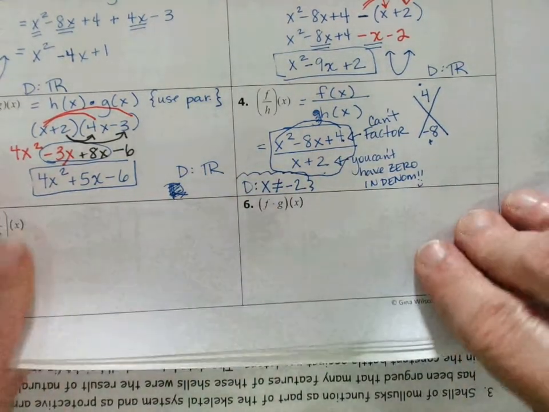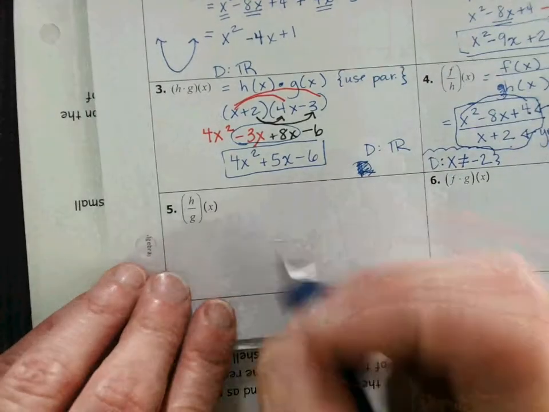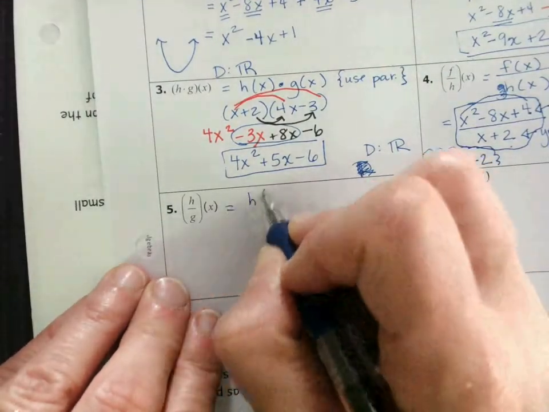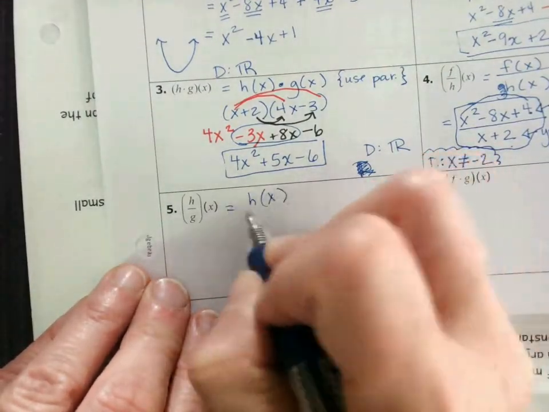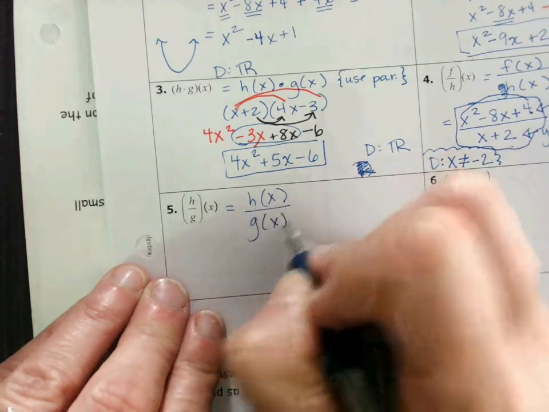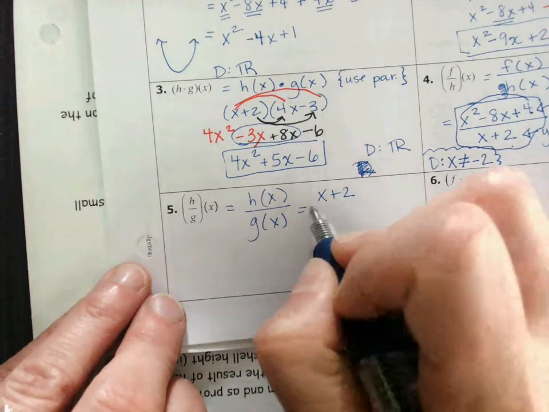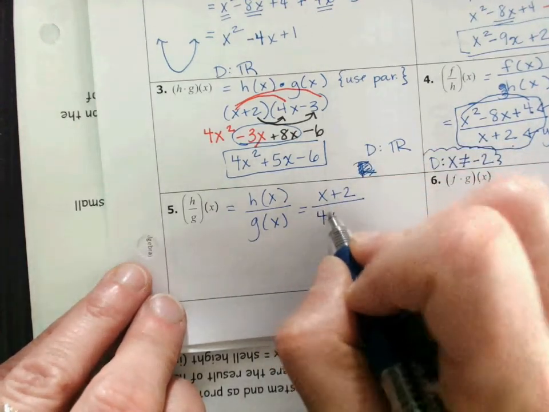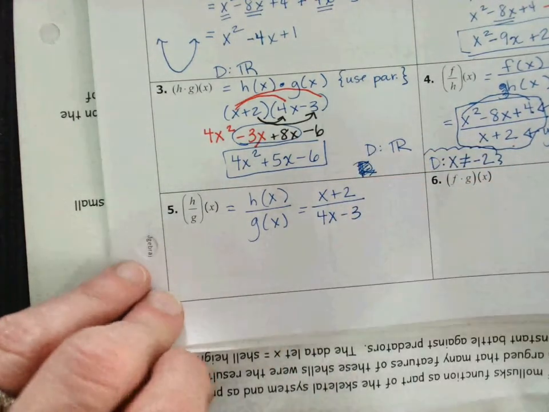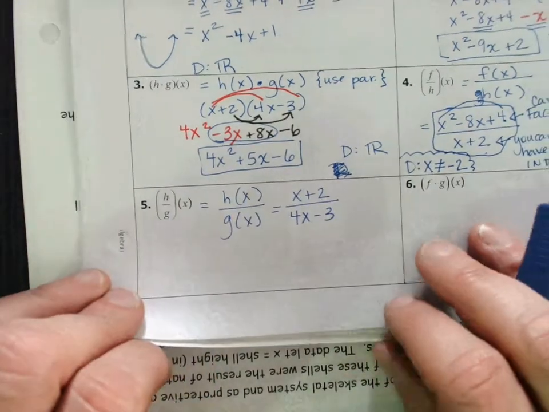Easy, easy, easy. All right. Very last one. This one should not be that difficult. We know that we have things that don't factor. So h of x is x plus 2. g of x is 4x minus 3. Those do not reduce each other, okay?